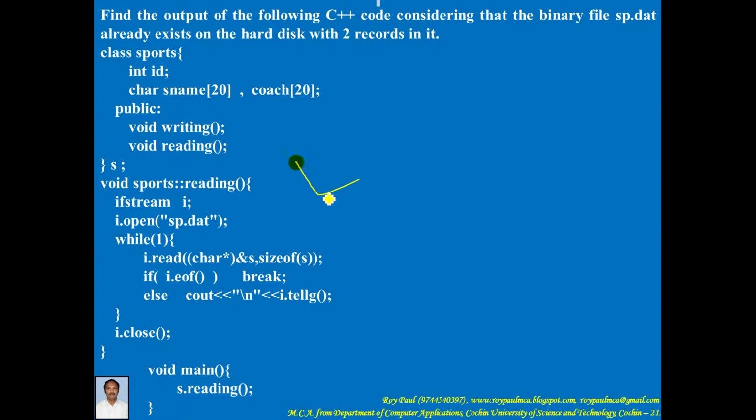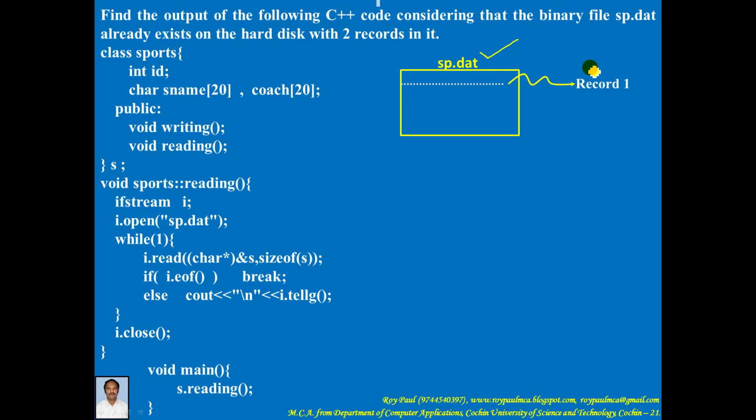This is an output type of question based on files. Find the output of the following C++ code considering that the binary file sp.dat already exists on the hard disk with two records in it. So given that there is a binary file sp.dat and it contains two records: this is the binary file sp.dat and these are the two records, record number 1, record number 2.